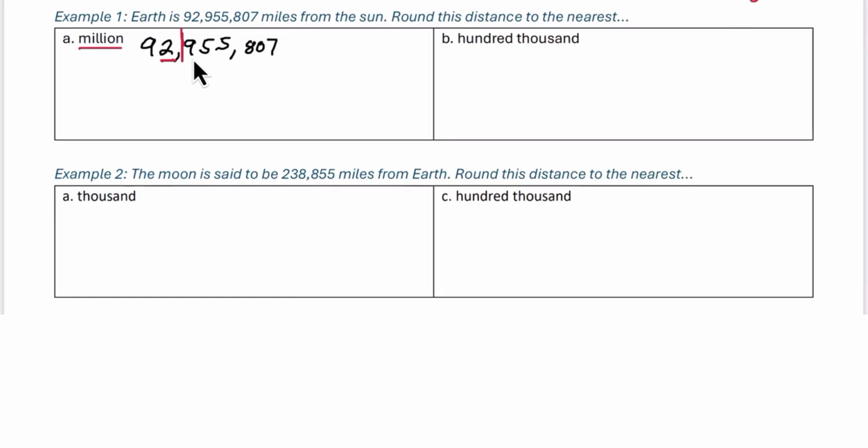Looking to the right of the 2, we see a 9. Remember, if this number to the right of the rounding digit is 5 or bigger, we round up, which means we add 1 to the rounding digit, giving us 93, and everything to the right becomes 0. So we now have 93 million miles.